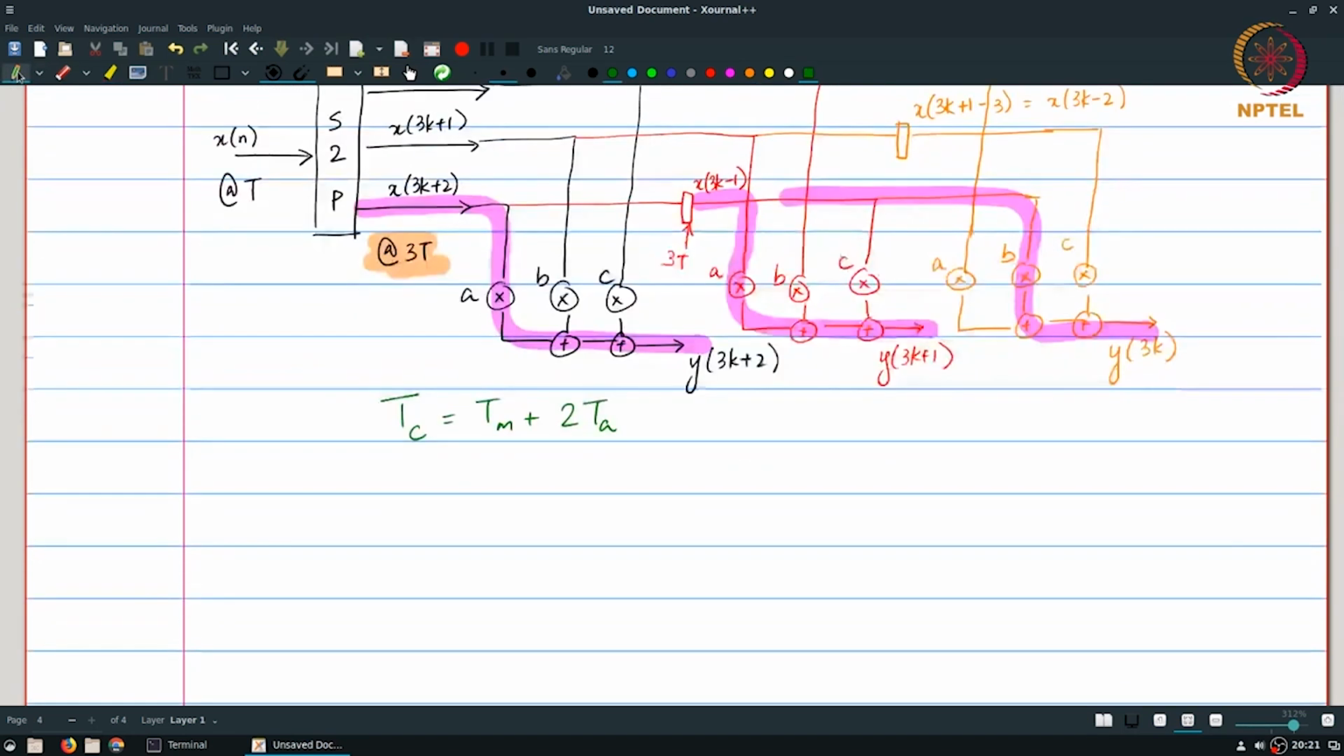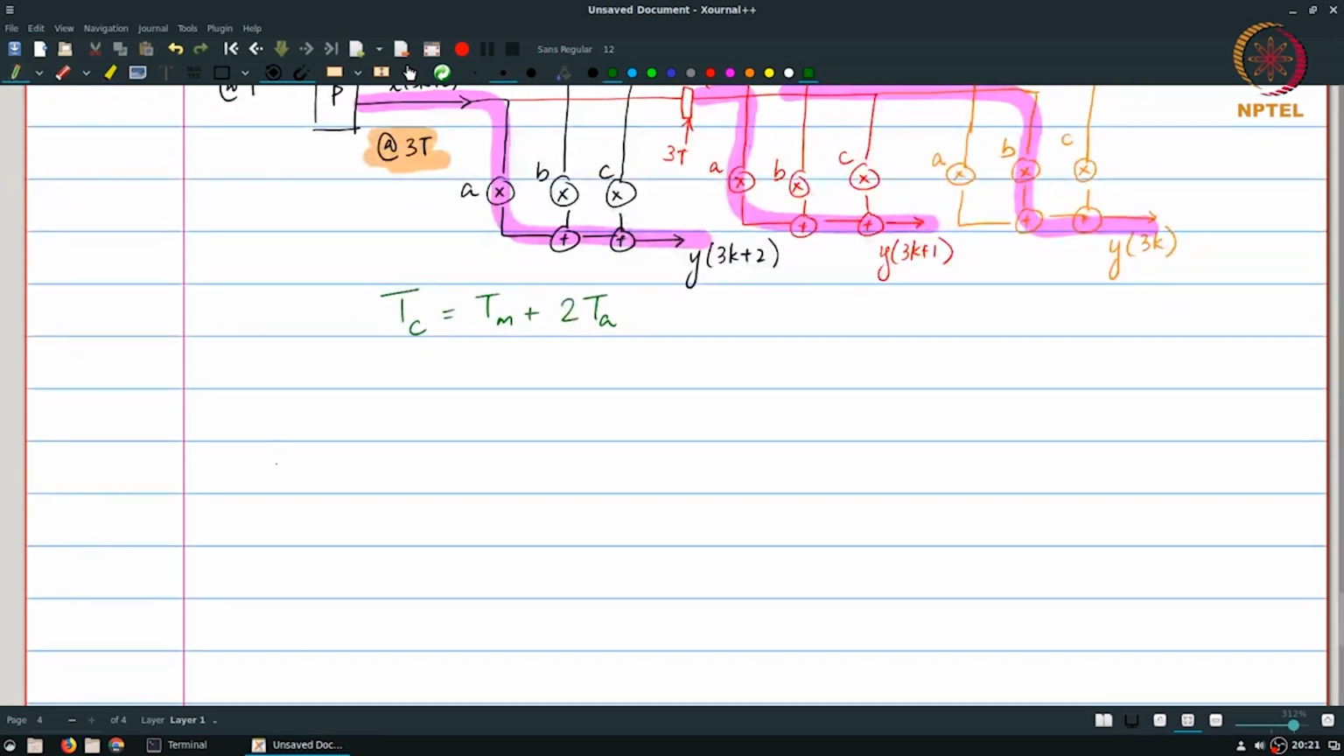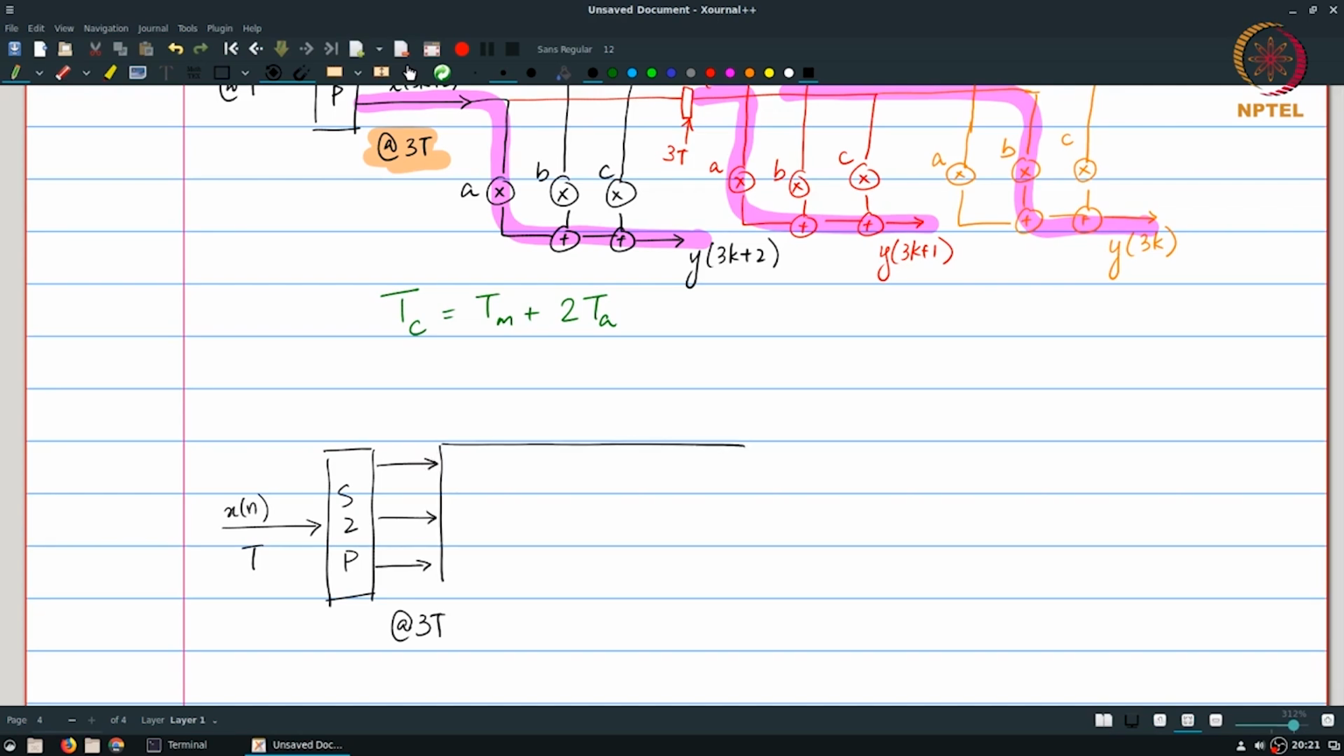When we put everything together, what does the final filter look like? What we could have is something like this. Our input x of n is taken into a serial to parallel converter. The input has a sample period of t, and everything after the serial to parallel converter operates at the period of 3t. There are 3 streams of data that essentially go into a block of hardware. The entire block essentially operates with a cycle period of 3 times t. At the other end of the block, we get 3 outputs, y of 3k, y of 3k plus 1, and y of 3k plus 2.